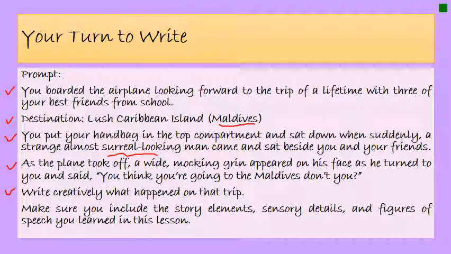Please use figures of speech. Please use feelings. Please use adjectives. Write all the elements of the story and let me see how good you are. Write creatively what happened on that trip. Make sure you include story elements, sensory details, and figures of speech you learned in this lesson. Please include a plot twist or dramatic irony. I would like to see all of those.